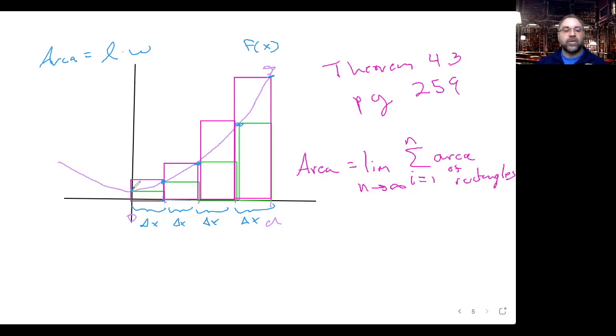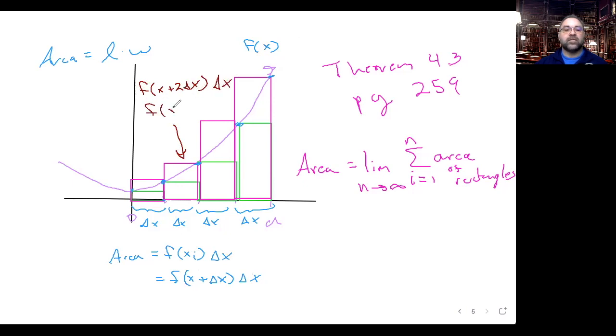So for example, this first rectangle here has an area of either f of zero or f of x plus delta x, but it's f of some x, determined by i. It's f of x plus one delta x. And how about this second rectangle here? I'm going to use a different color. This second rectangle is f of x plus two delta x's tall, times delta x. Two delta x's, that's x2.